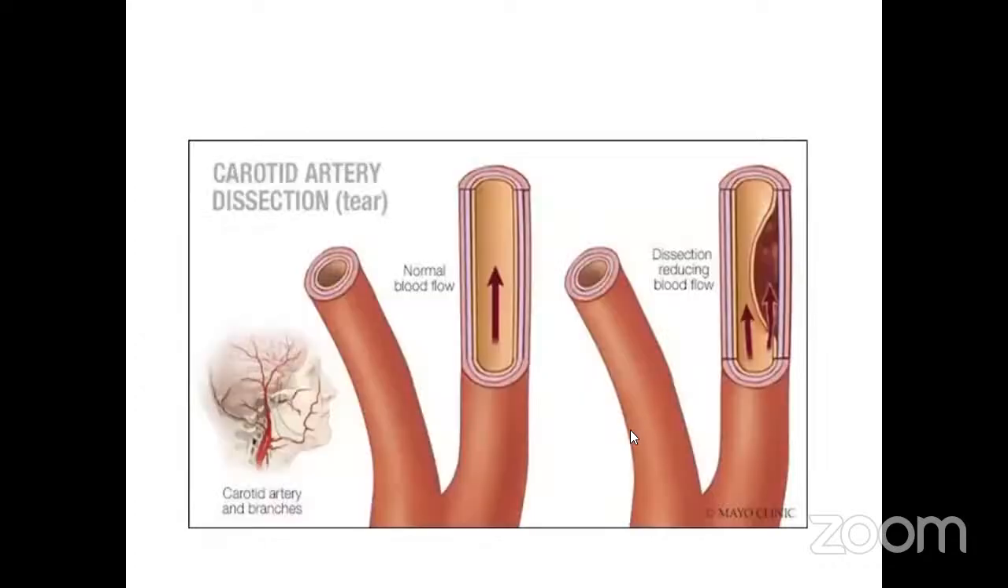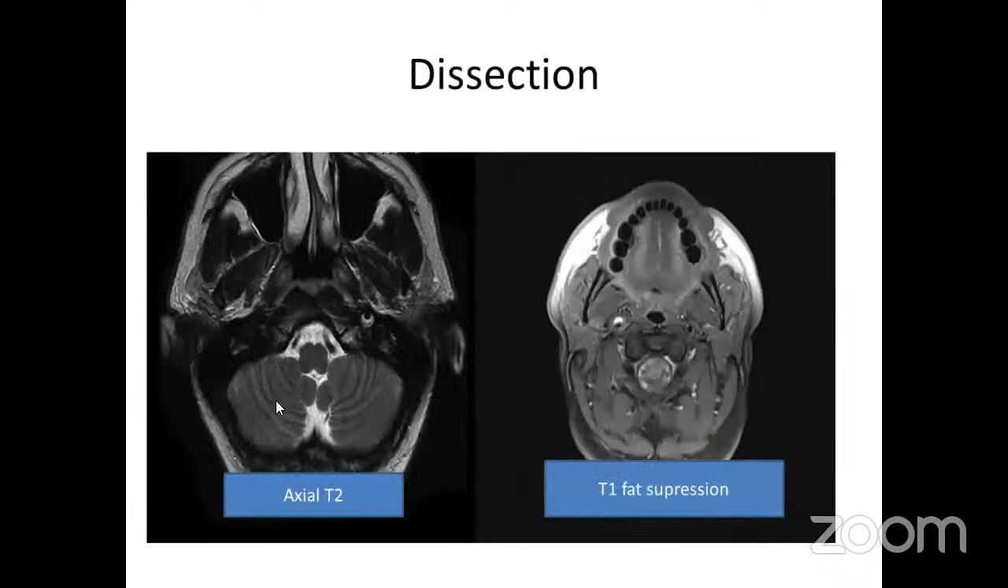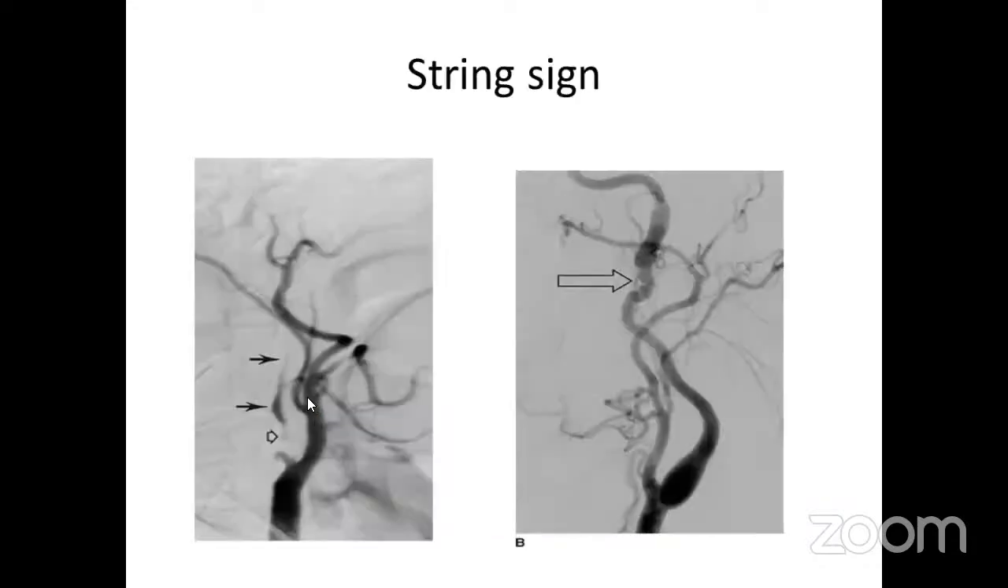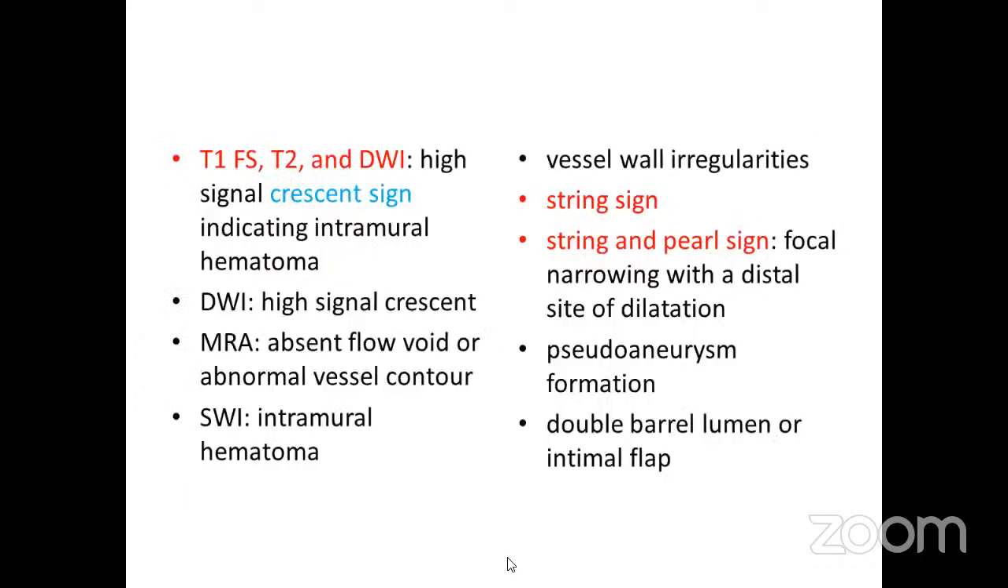Coming to the arterial dissections, vessel wall imaging can also help to pick up dissections. We can see a string sign clearly on the axial T2 and fat suppression sequences. You can see an abnormal contour of the vessel suggestive of dissection on MR angiography. And the string sign is clearly seen on the digital subtraction images, and the beard sign is suggestive of dissection on digital subtraction angiography.